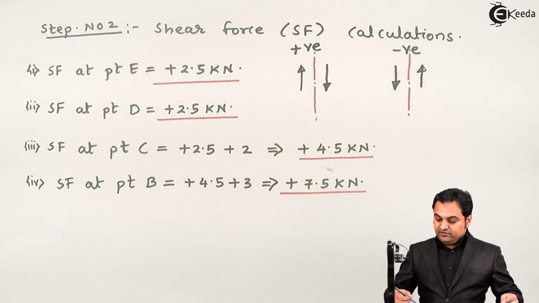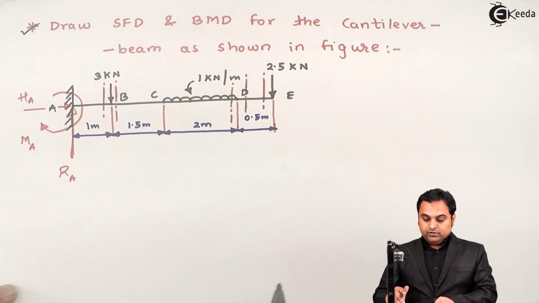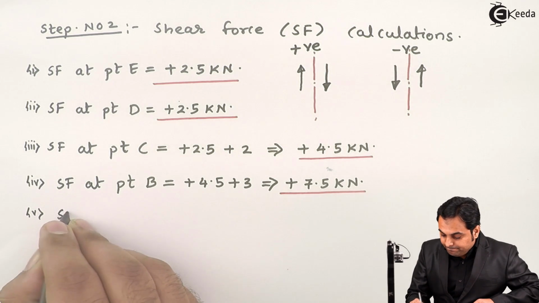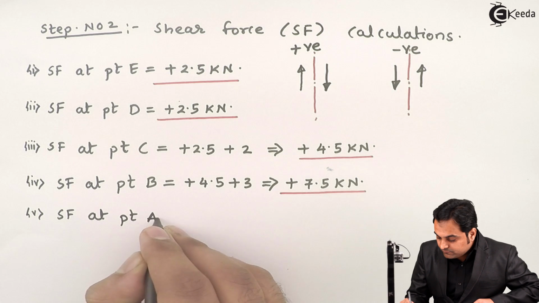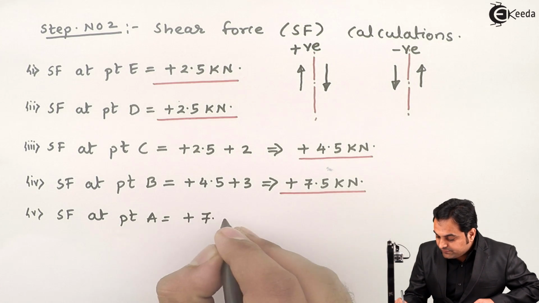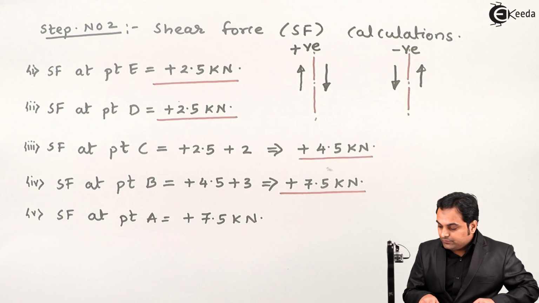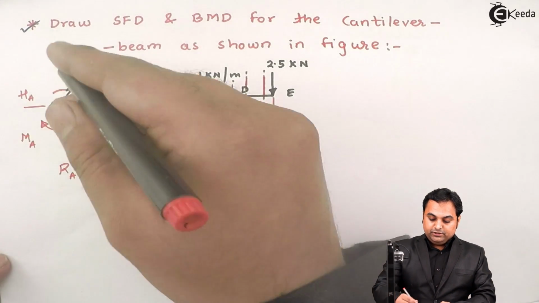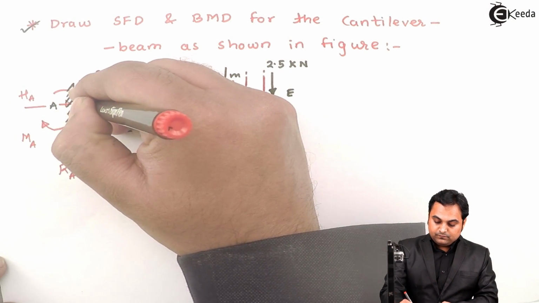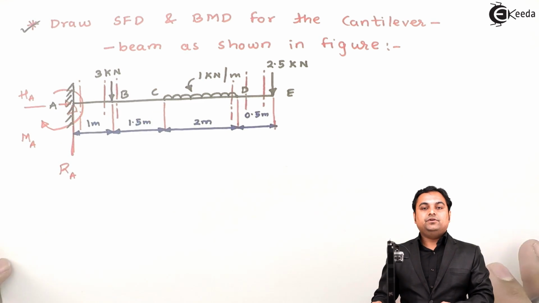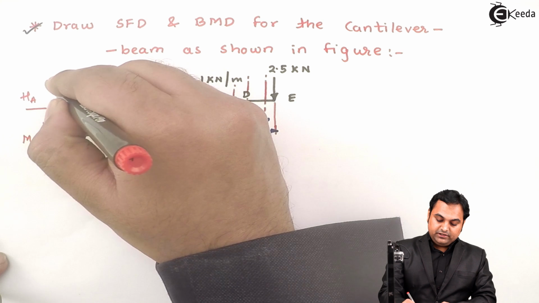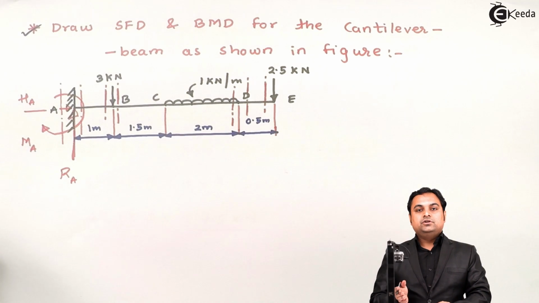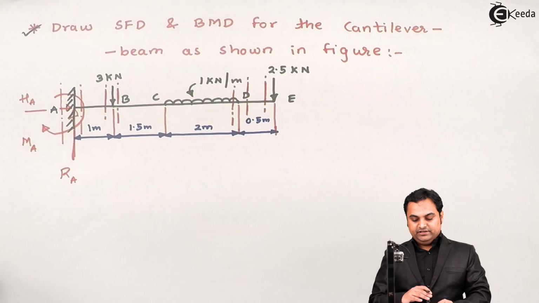Now this value of plus 7.5 kilonewton will remain constant from B to A because there are no loads present between B to A. SF at point A is plus 7.5 kilonewton. It means if I take the section to the right of A, then the shear force value is plus 7.5 kilonewton. If I take the section to the left of A, then on the left hand side of this section there are no forces, so shear force value will finally be 0 on the left of A.